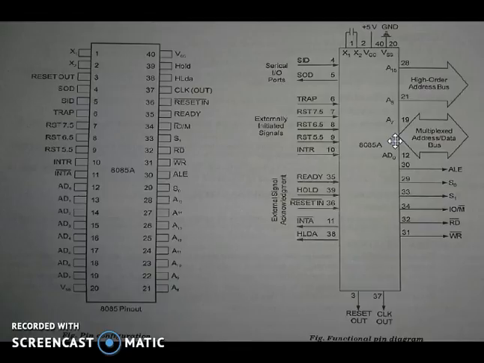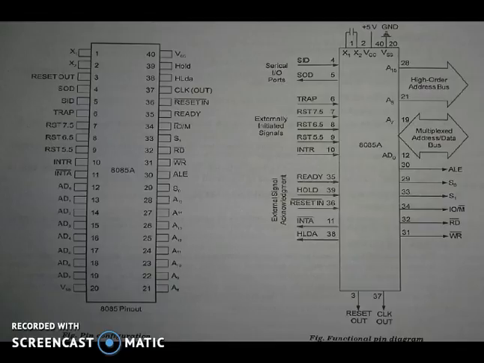And next we have the read signal. This is a read control signal, and this signal indicates that the selected input, output or memory device is to be read and data are available on the data bus. And next we have the write signal, the 31st pin. This is a write control signal, and this signal indicates that the data on the data bus are to be written into a selected memory or the input output location.